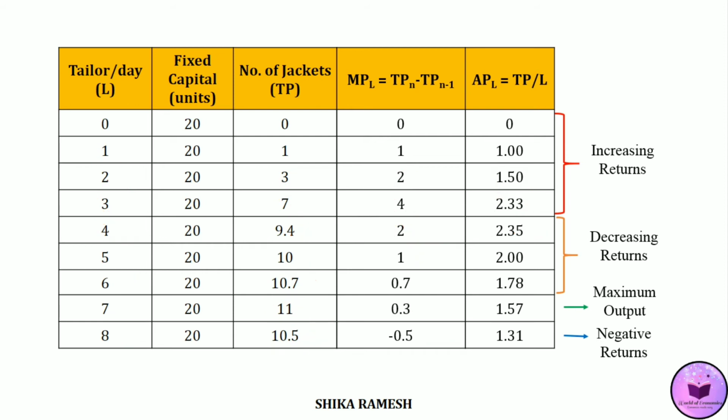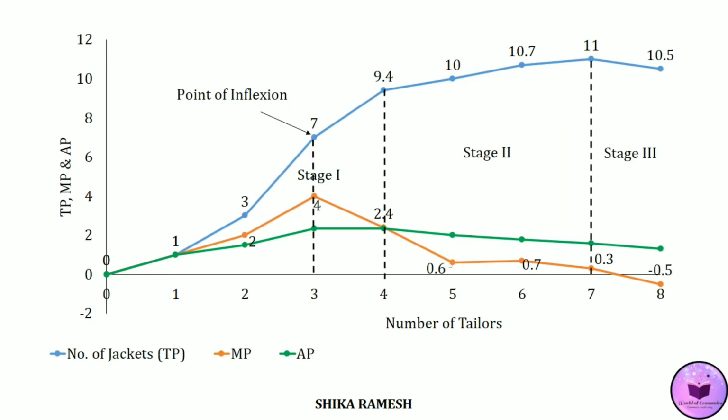Now if we represent this table in the form of a graph, we get the total product, marginal and average product curves as shown in the graph. So in this graph, till the employment of the third tailor, the total output is increasing at an increasing rate, and the marginal productivity is also seen to be increasing. But when one more tailor is employed, the total output is increasing at a decreasing rate. Here, marginal productivity is seen to be declining, but still the average product is increasing.